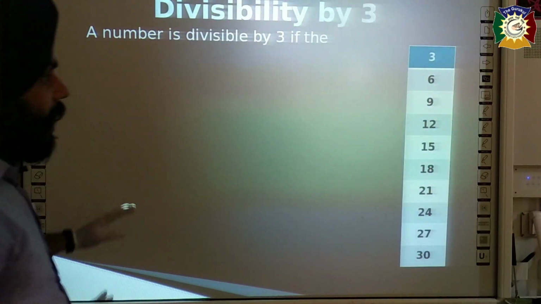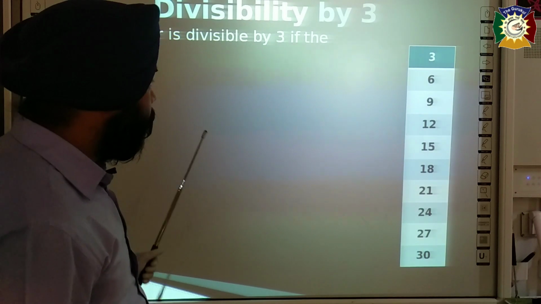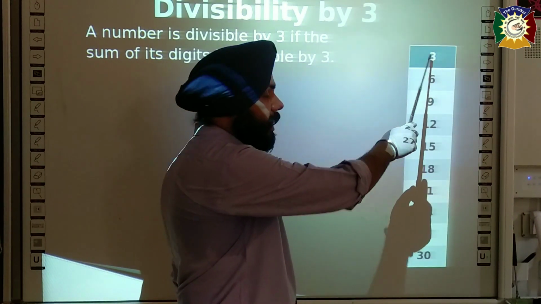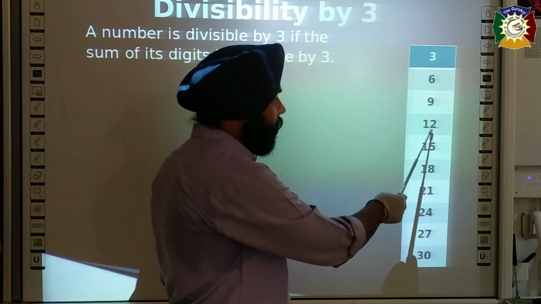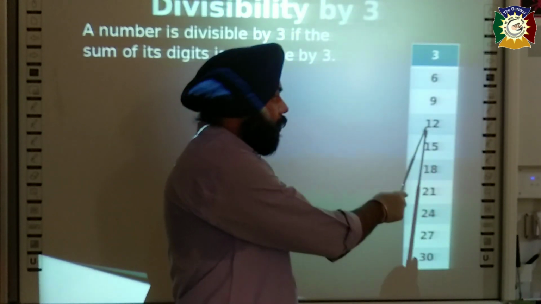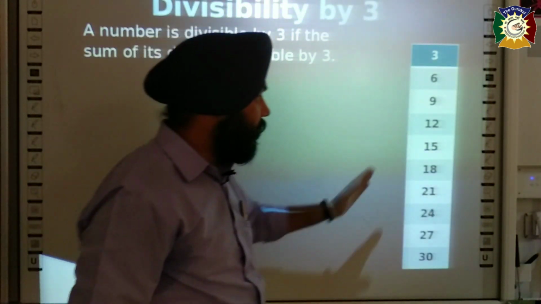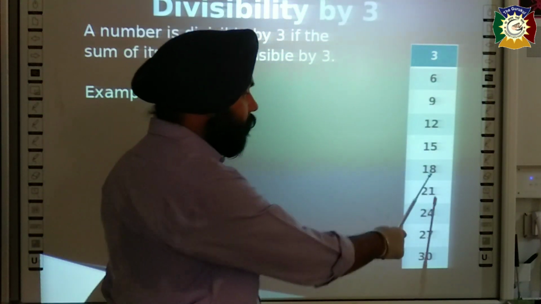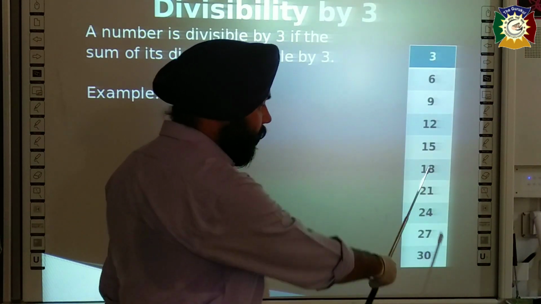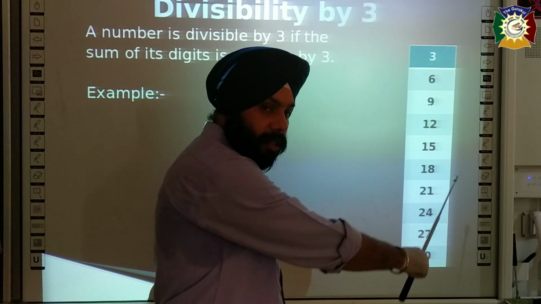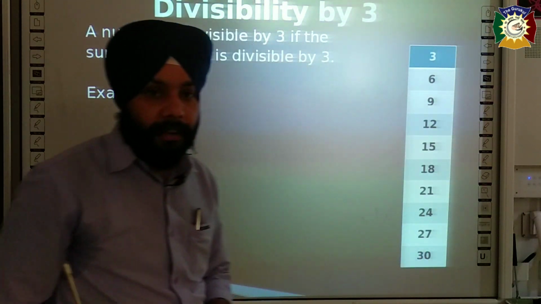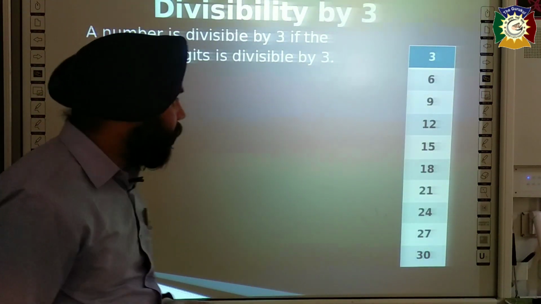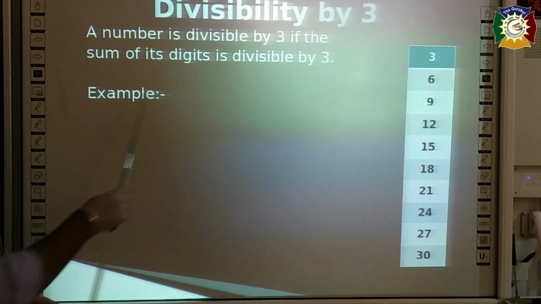We can say a number is divisible by 3 if the sum of its digits is divisible by 3. Here, 3 is a single digit, so take it as it is. For the two-digit number 12, 1 plus 2 becomes 3. Next, 1 plus 5 is 6, and 1 plus 8 is 9. Similarly, 2 plus 1 is 3, 2 plus 4 is 6, 2 plus 7 is 9. So each time the sum of digits is 3, 6 or 9, and we can say the number is divisible by 3.